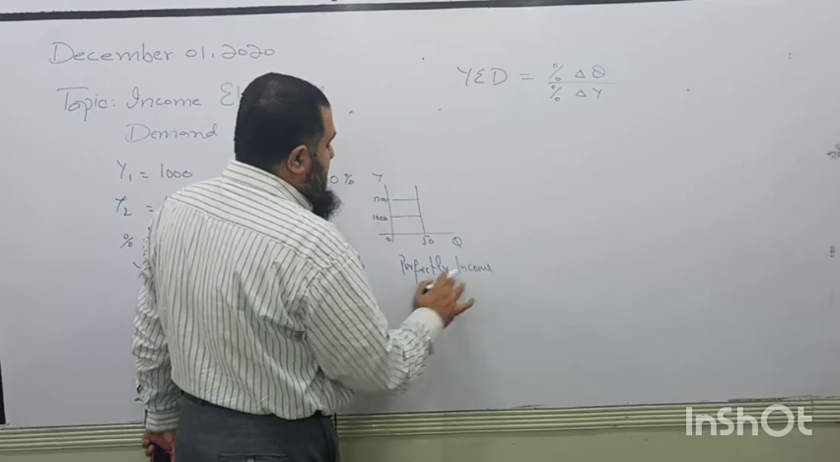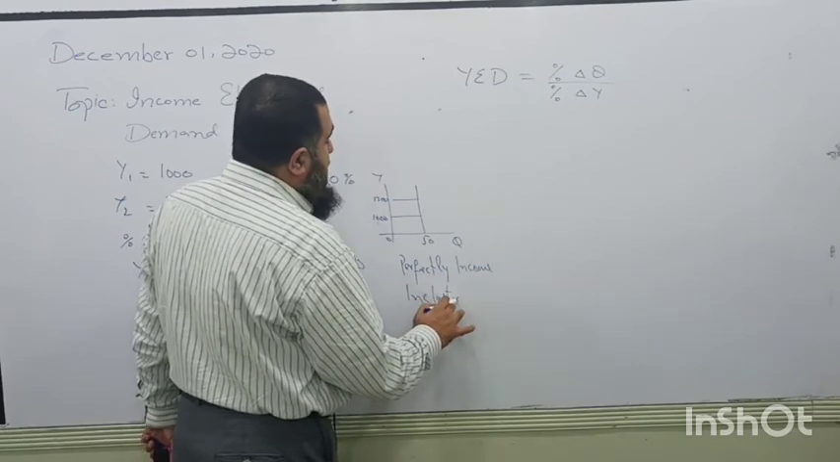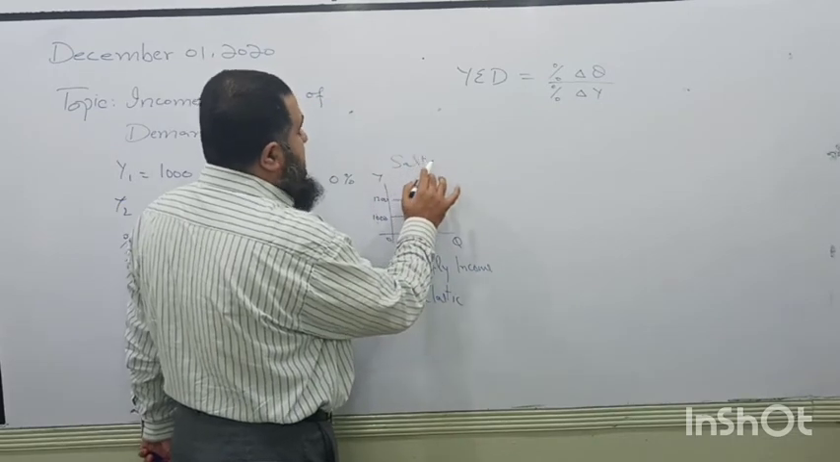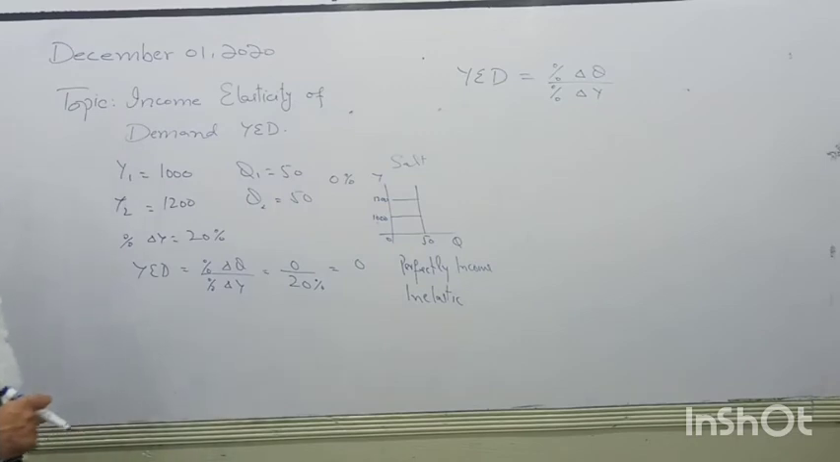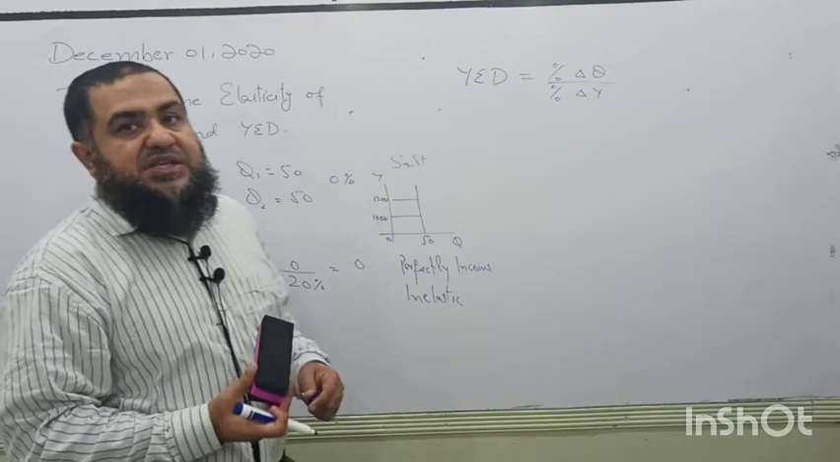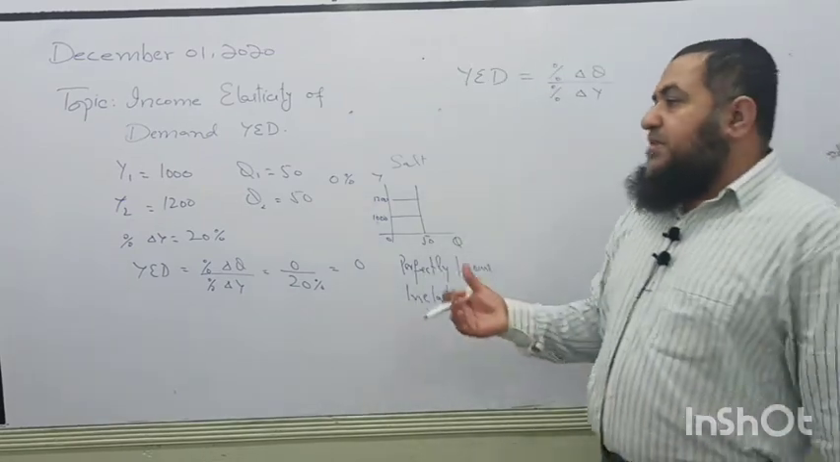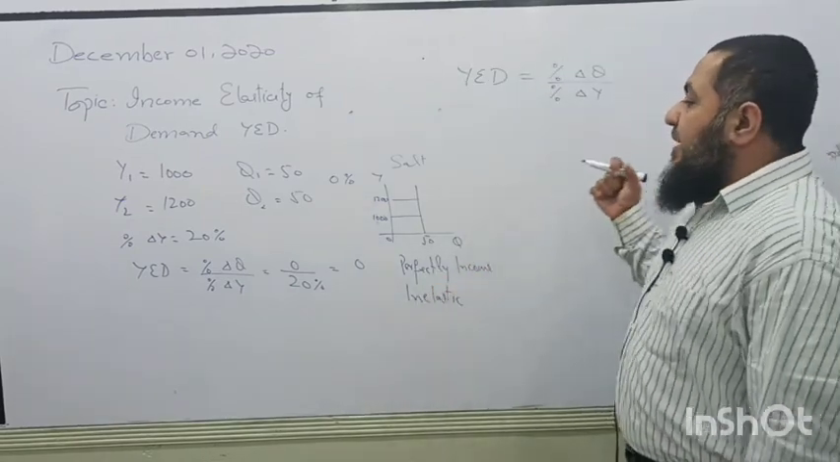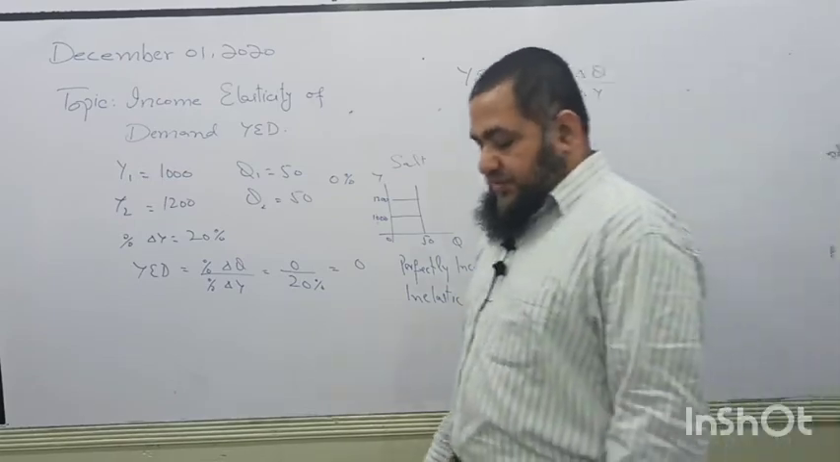You can say in our daily life, this is a product like salt. Even if consumers' income is increasing, they are not going to change their quantity demanded of this product. Okay, this product is having 0 income elasticity. It is neither income elastic nor income inelastic. It is perfectly income inelastic, that demand remains fixed whatever the change in income of the consumers.